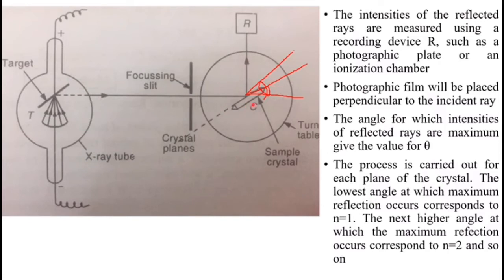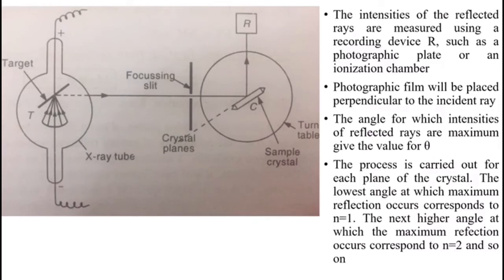So the process will be carried out for each plane same like this. Then we will find out the lowest angle at which maximum reflection occurs. So it should be lowest angle and maximum reflection also should be there. That corresponds to n equal to 1. So here different diffraction patterns will be available, because each plane will give a set of 4 diffraction patterns. So I hope rotating crystal method is clear.